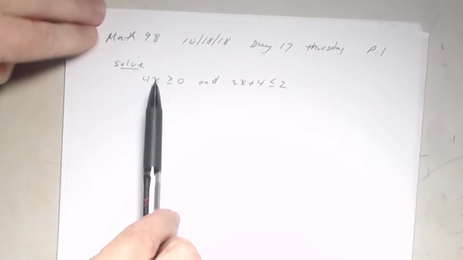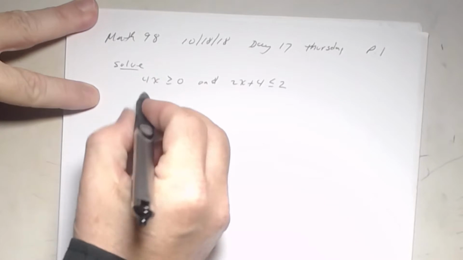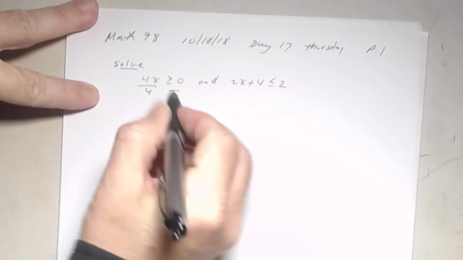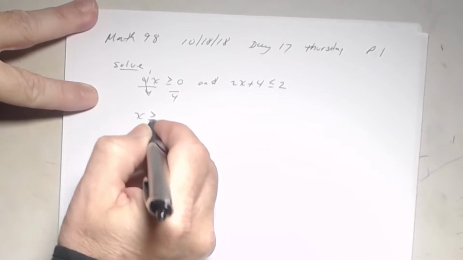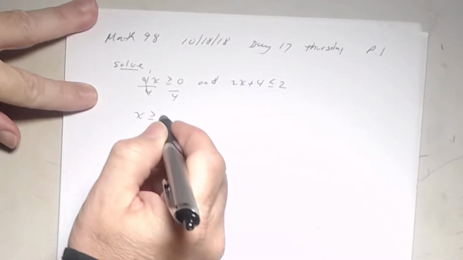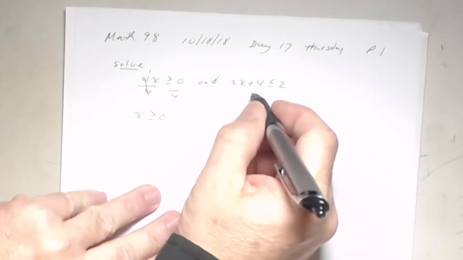Remember that? Okay, so in the first one, how do you get x by itself? All right, divide by 4. And so 4 divided by 4 is 1, 1 times x is x, is greater than or equal to, and then what's 0 divided by 4? 0. Over here, what do I do first?